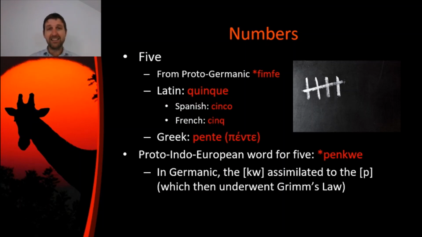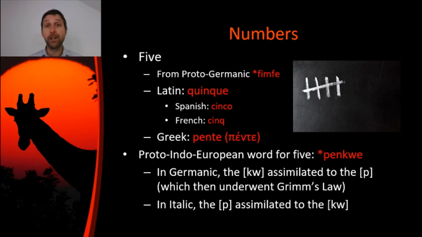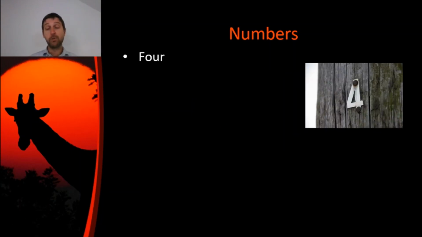The interesting thing is that the ancestor of Latin also underwent assimilation, but it underwent the opposite assimilation. So rather than the qua becoming another p, the pa became another qua. So penque became quinque, and that's where you get quinque in Latin and its descendants, which don't have any p's or f's in them at all. So there's some interesting principles of linguistics going on here, and it's helpful to circle back around to assimilation. Let's move on to the number 4.